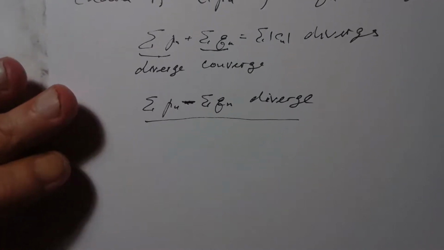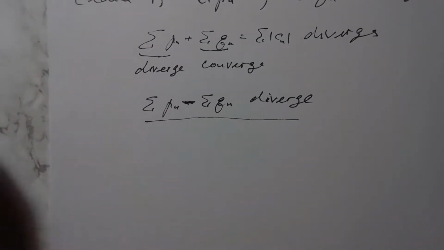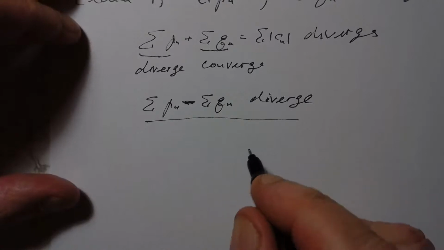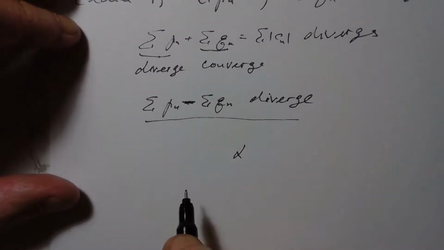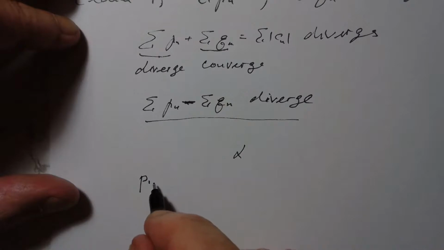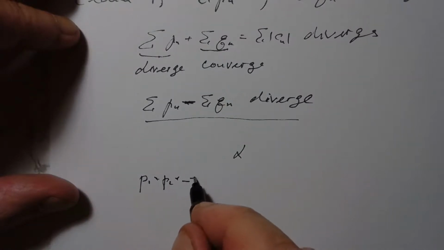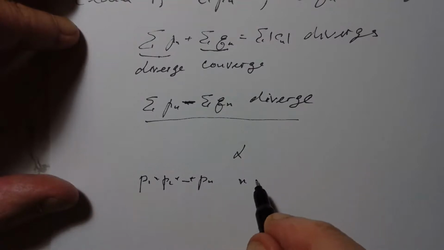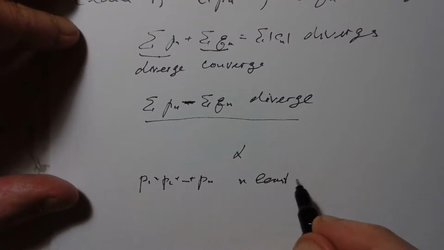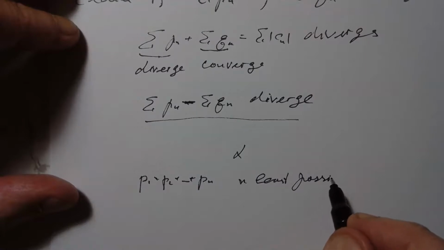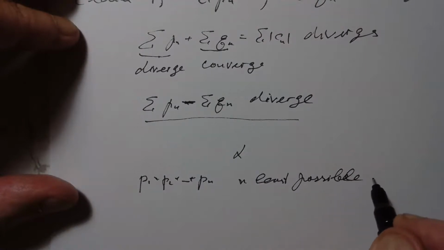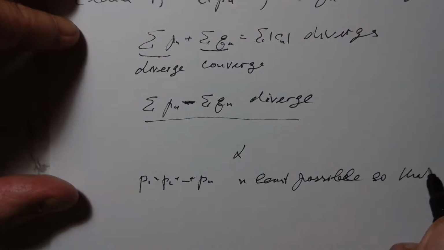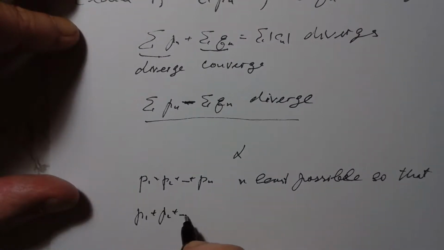And now we come to an absolutely terrific, very, very short, very, very quick idea. So I'm going to pick a number alpha, right? And what I'm going to do is I'm going to take P1 plus P2 plus etc. plus Pn, and I'm going to take n to be the least possible so that the sum of P1 plus P2 plus etc. plus Pn is greater than alpha.